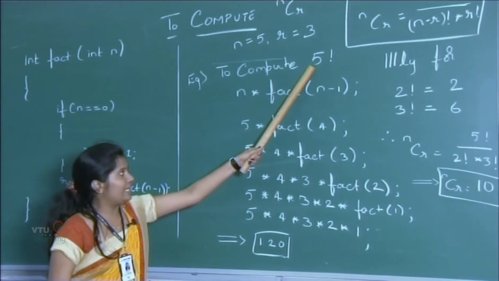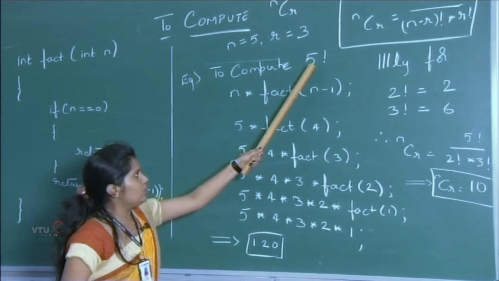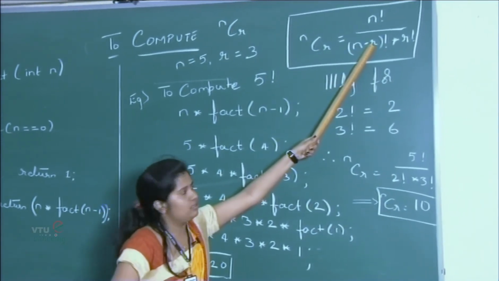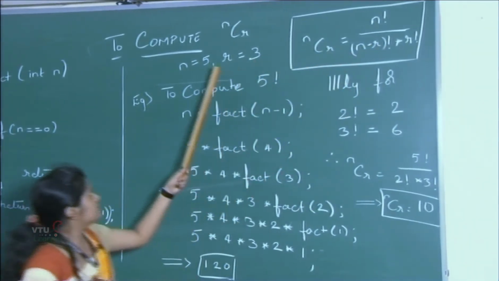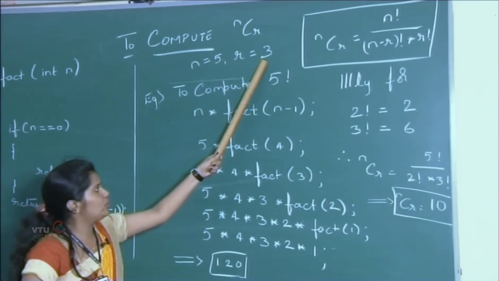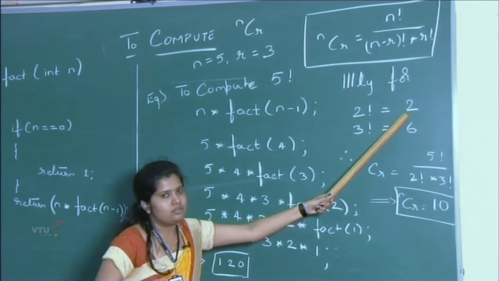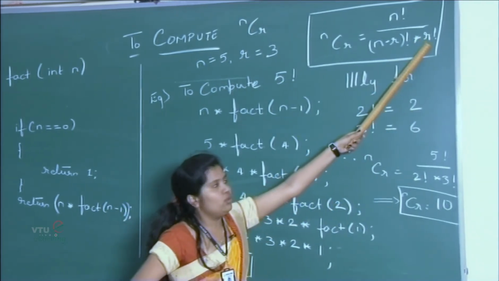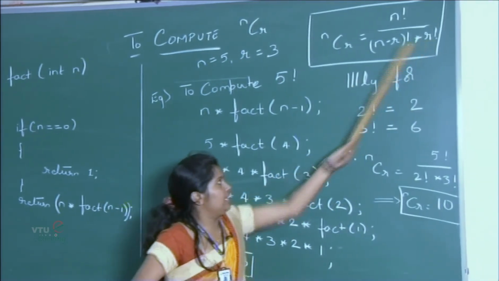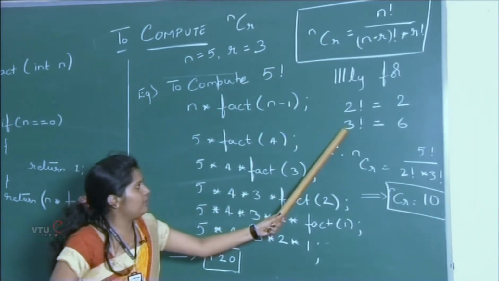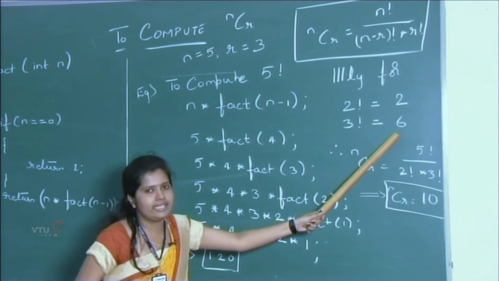After computing the factorial of 5, we need to compute the factorial for n minus r. So n minus r, that is 5 minus 3, is equal to 2. So 2 factorial is equal to 2. Then we need to compute r factorial. The value of r is equal to 3. Then the factorial of 3 is equal to 6.